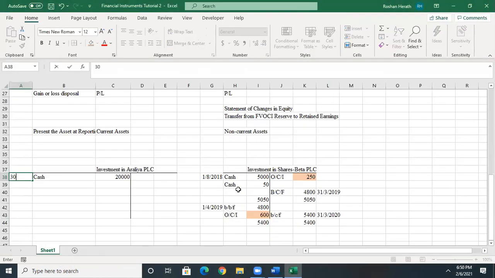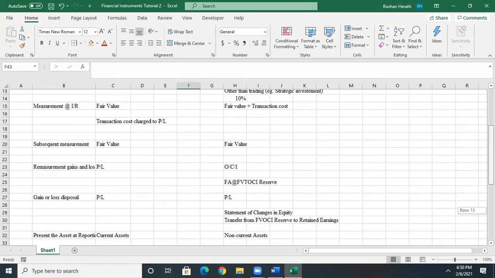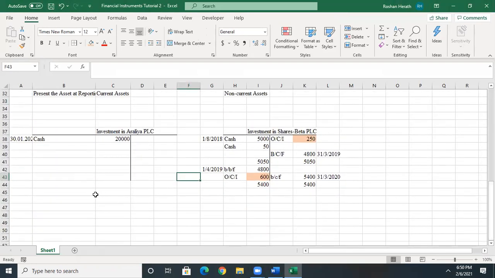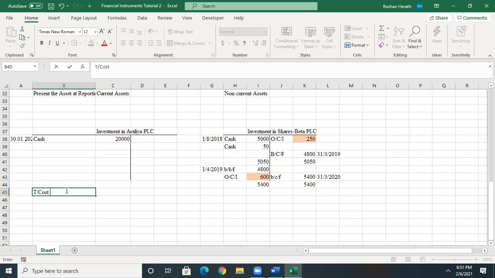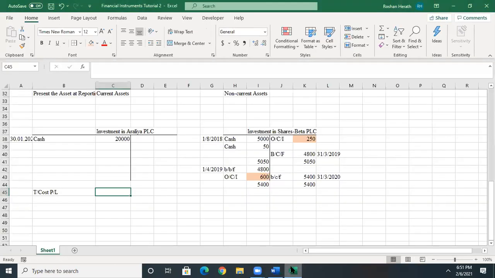30th January 2020. And there was a kind of transaction cost. Here we agree that the transaction cost must be charged to the P&L. So if you have a transaction cost, charge that to P&L. Take them to P&L. And it was around 200. Transaction cost 200. So remember to take them.